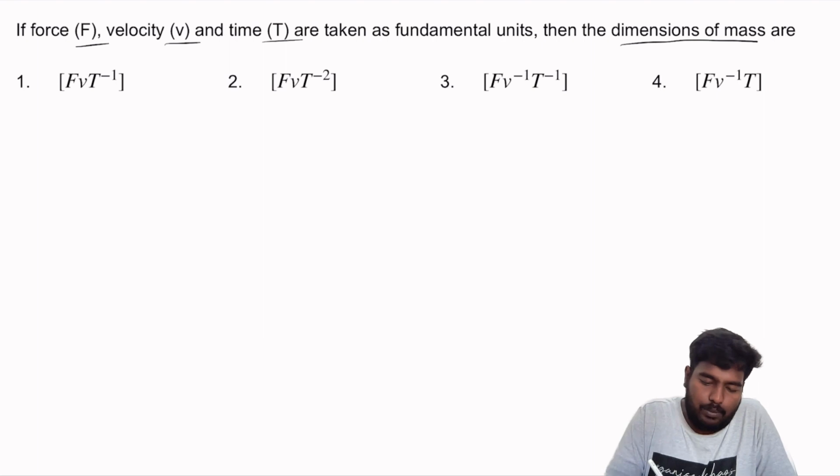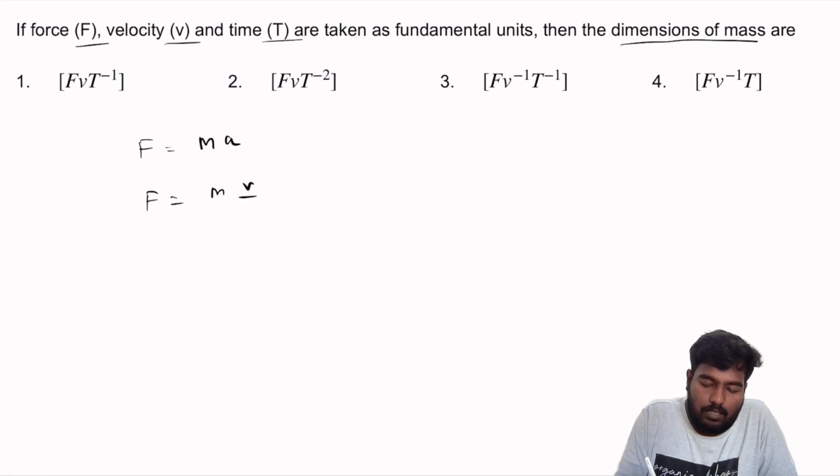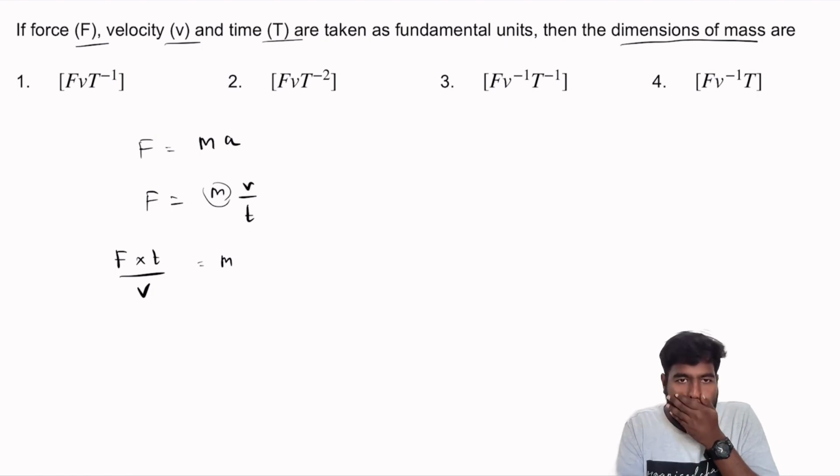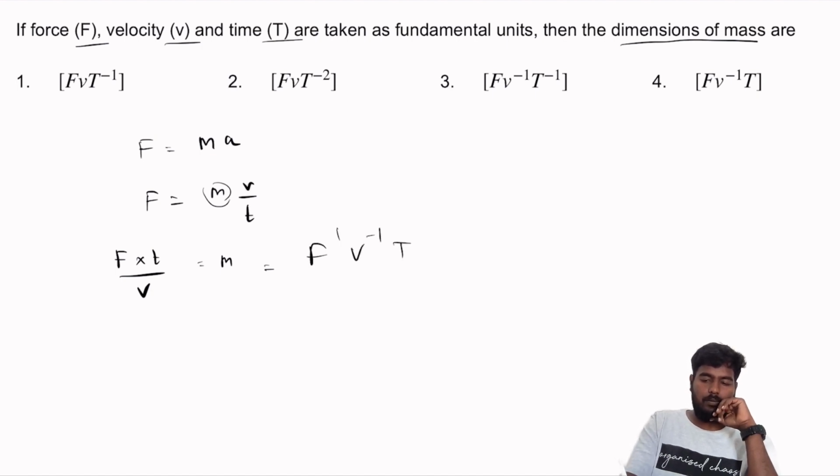Yes, I know. For example, force is mass times acceleration, and acceleration is velocity by time. So force is mass into velocity by time. What do I need? Only mass this side. So I have to keep the mass this side, move everything else. So mass is force into time divided by velocity. So what do we have here? Force power 1, velocity power minus 1, t power 1. Okay, so that's our final answer.